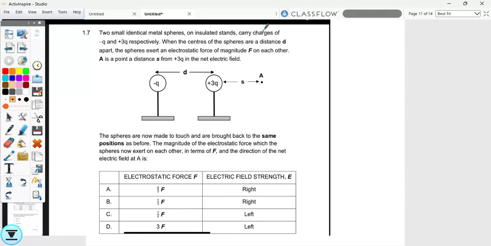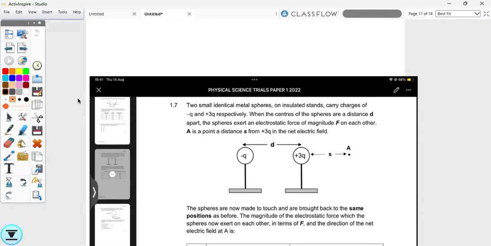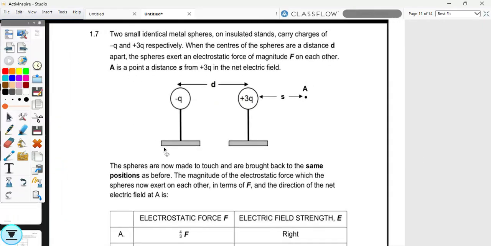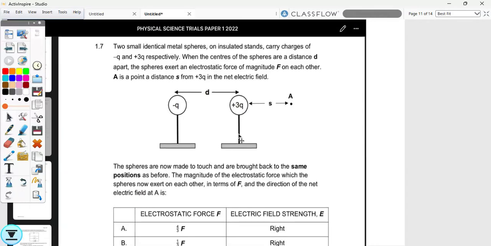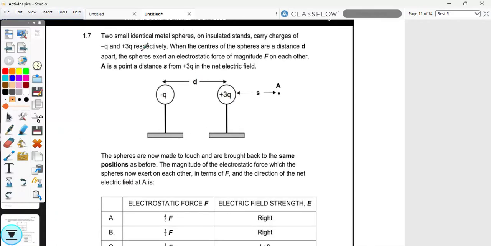The spheres. Okay, so with the magnitude of the force, we just have to remember that it's the same again. Two small identical spheres on insulated stands carry charges of Q and 3Q. When the centers of the spheres are a distance d apart, they experience a force F. Now, okay, wait, let me just read the whole thing.